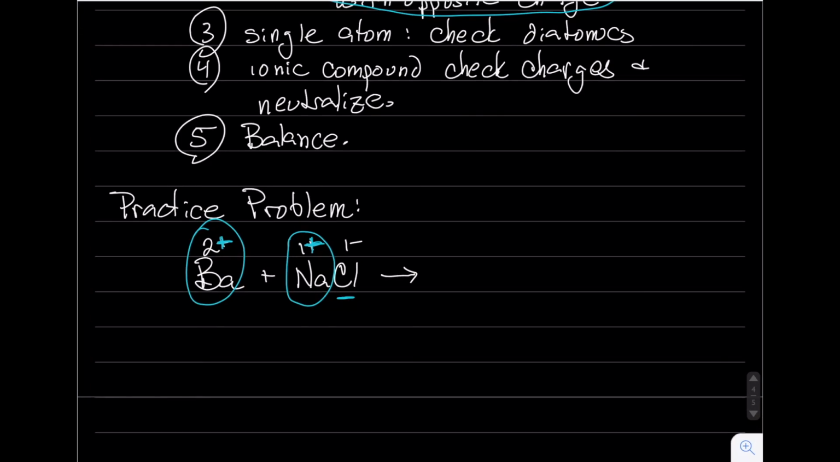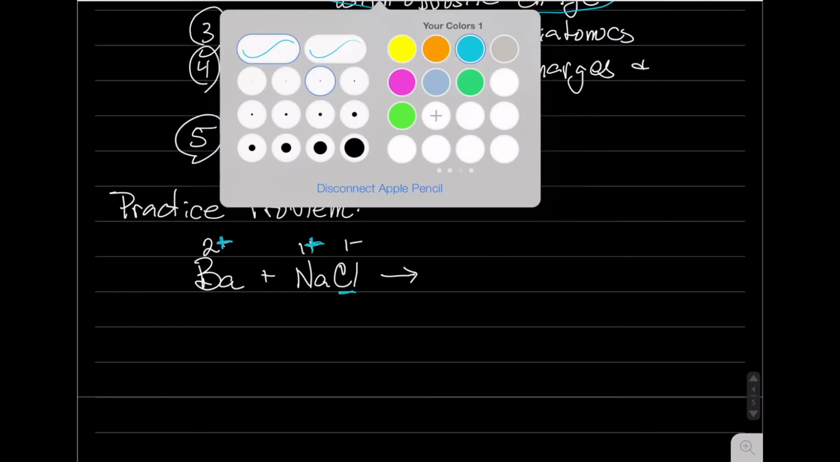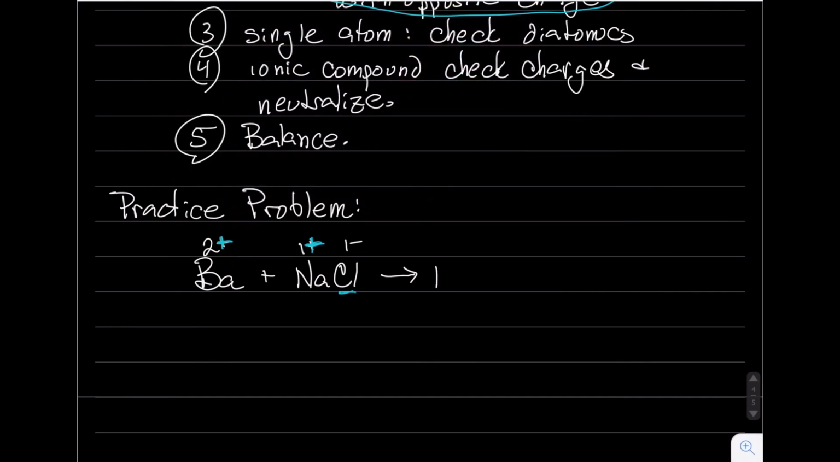I'm going to erase a little bit here so it's a little less confusing. Let's get rid of these circles now. So barium won the fight, which means barium gets to hook up with chlorine, which means sodium is left all by himself. So on the product side, sodium's alone, and barium is now going to hook up with chlorine.